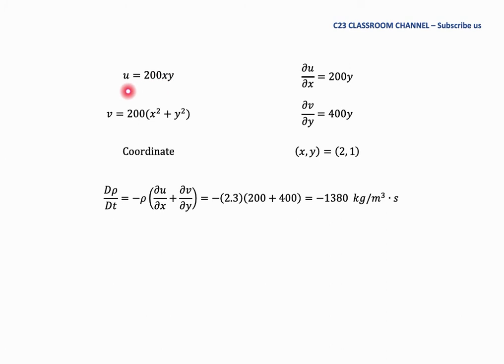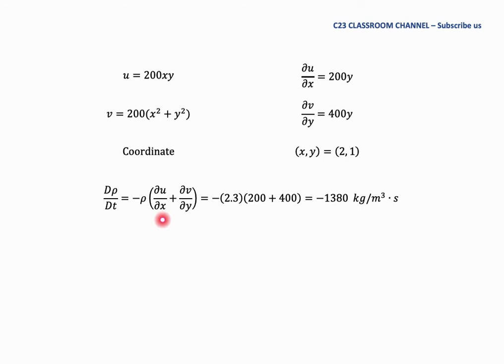We know that u is equal to 200xy, so we have ∂u/∂x is equal to 200y. And v is equal to 200(x squared plus y squared), so we have ∂v/∂y is equal to 400y. And the coordinate is 2 meter and 1 meter, so we assume it is the coordinate of x and y, so we could write it as 2 and 1 like this. So this is the equation to describe the changes of density here.